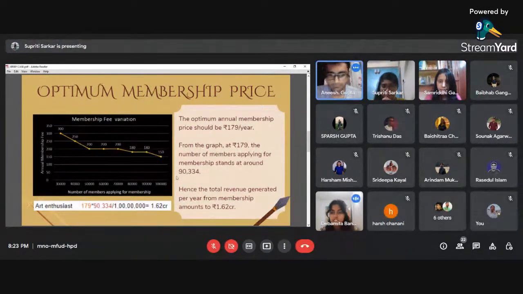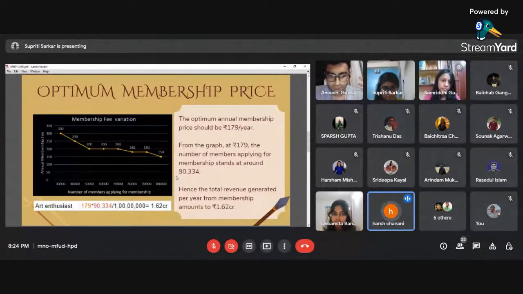Then you're making an assumption that is not based on the graph, right? Because in the graph at 179 you wouldn't get 90,334. No, you could calculate the slope of the line. We are getting a straight line from 180. They need a linear interpolation of the line. But the fact is still there that at 180 the maximum footfall is 90,000, right?